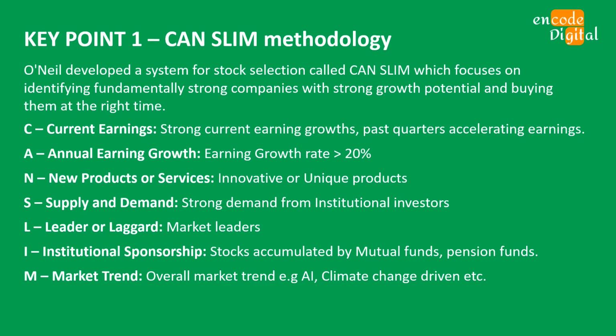To implement the CAN-SLIM methodology, investors typically start by using stock screeners to identify stocks that meet the criteria outlined in each of the 7 components. Fundamental analysis is employed to evaluate earnings growth, sales growth, profit margins, and other financial metrics. Technical analysis techniques, such as chart pattern analysis and moving averages, are used to identify optimal entry and exit points.